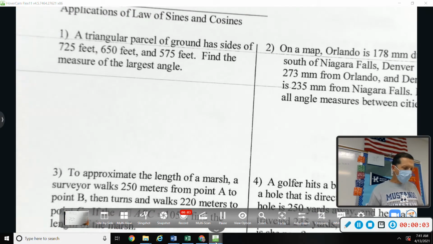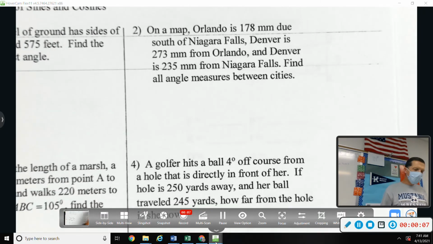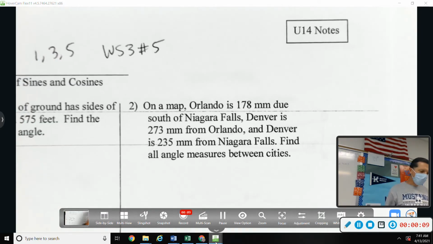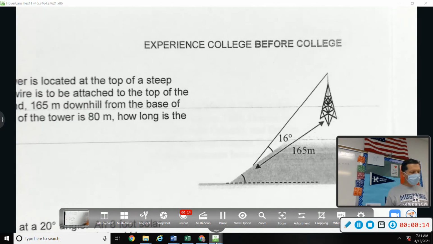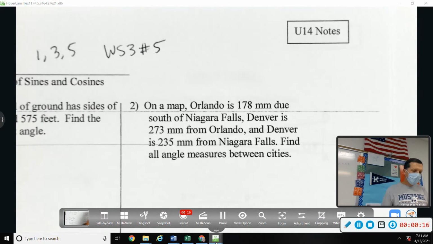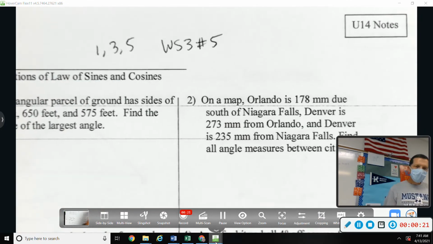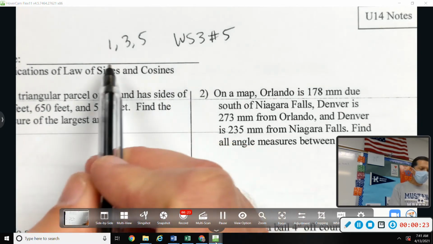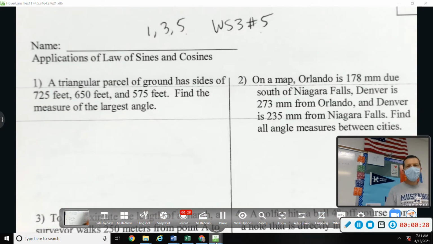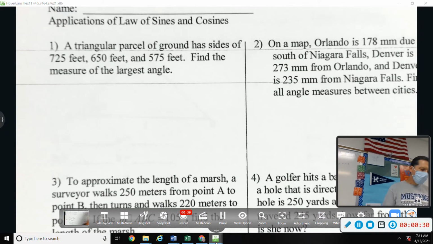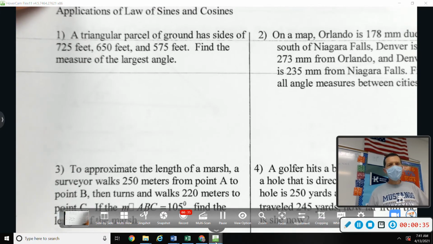So flip backwards to, well, actually only one page backwards, because we're going to do U14 notes together, and then we'll back up a little bit more, and the 2 pages before that will be today's assignment. So find U14 notes. And there's the notes to myself, exactly what we're going to do. We're going to do 1, 3, 5, and then we'll do number 5 off of worksheet 3. So these are the practice problems. We don't need to do all of them to get a feel for what's going on here.